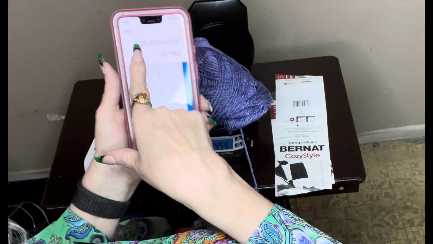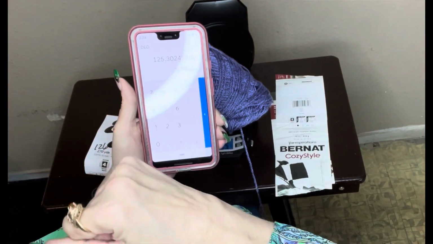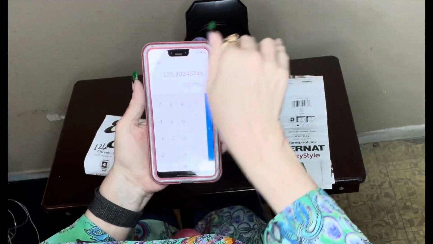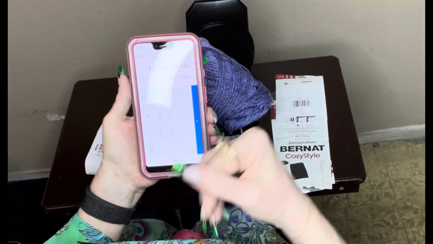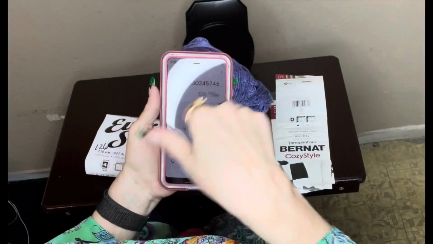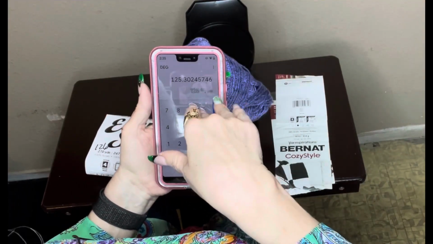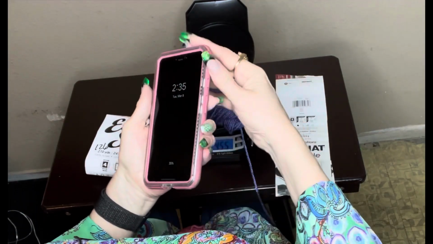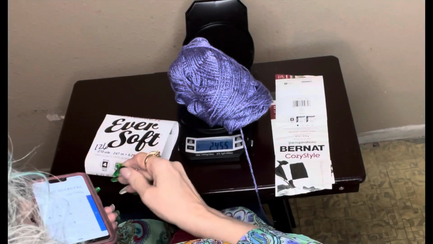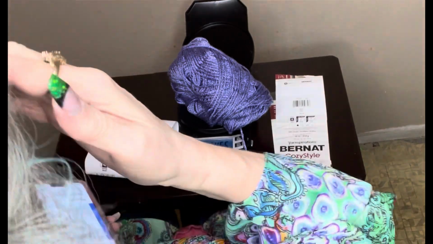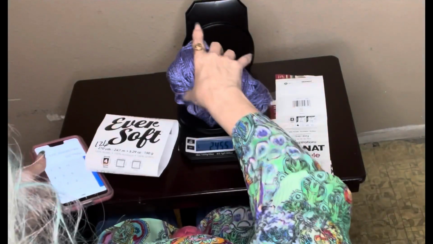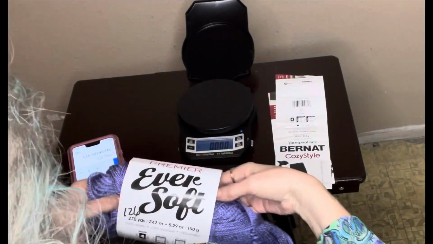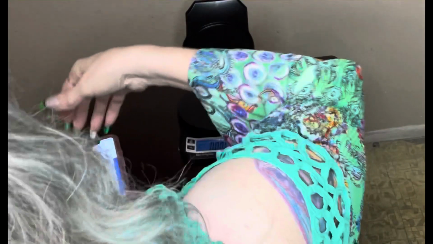And that equals 125.3. Now this is the yarn I have left. So then I would take the 270 yards, subtract the 125, which would give me 145 yards. So I used 145 yards of this. Okay?